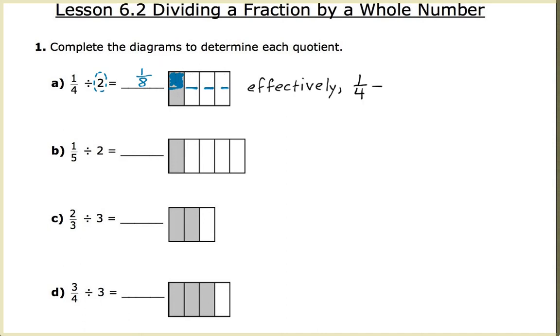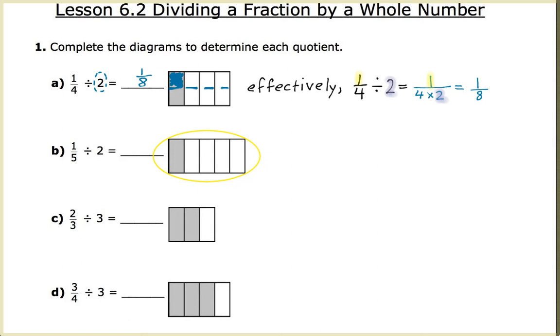Now effectively this division can be done in this way. 1/4 times 2. That's because we still have 1 shaded in, but there's twice as many parts in the whole. And that's how you can get 1/8 as an answer alternatively.